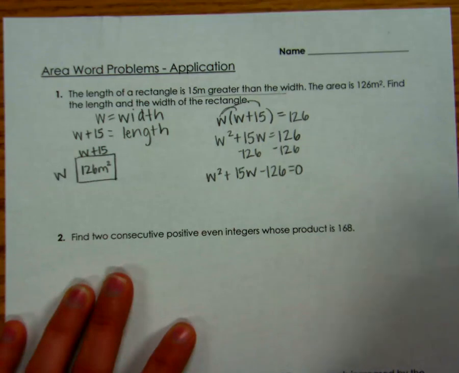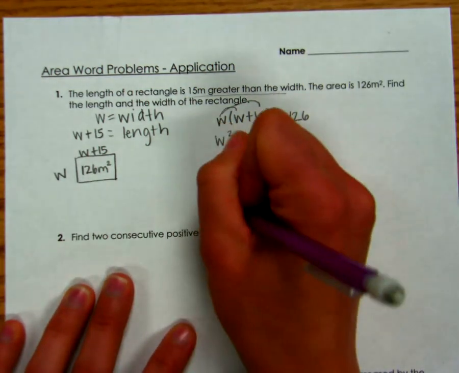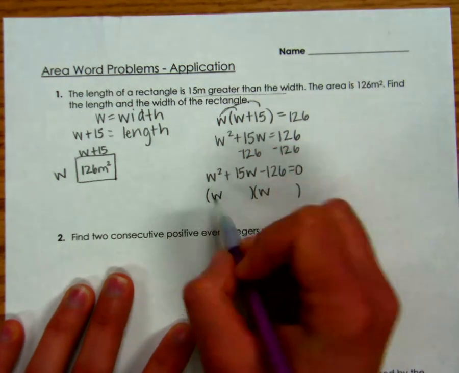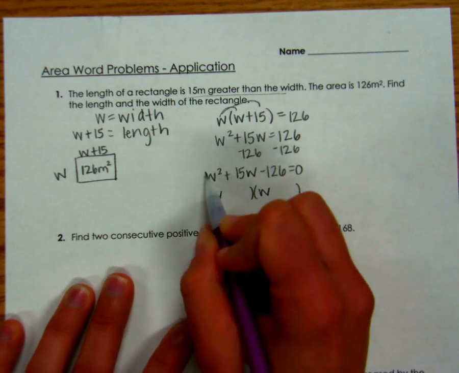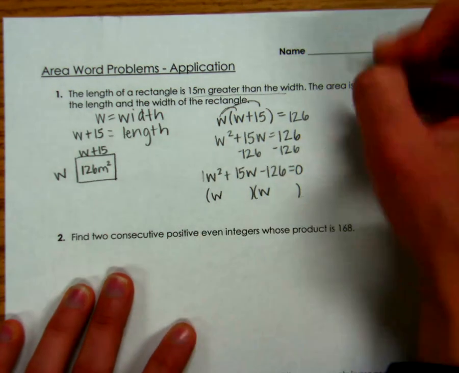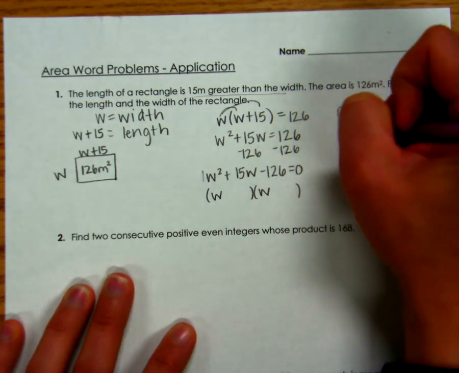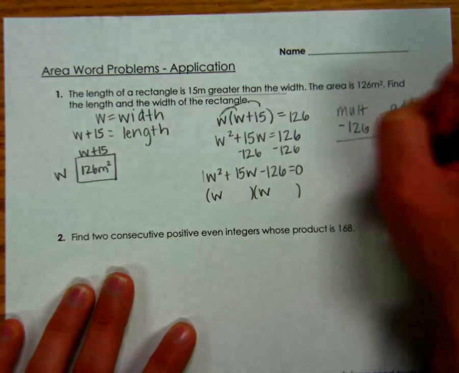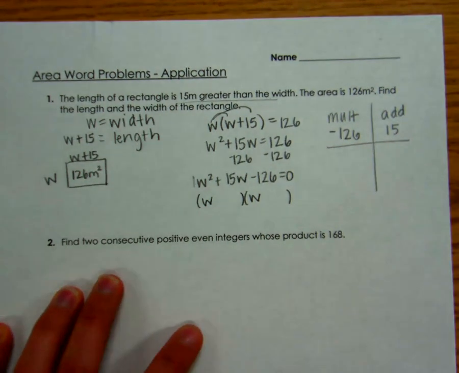So then from there, I've got to factor. You probably shouldn't have to do the box method or grouping method or anything. I know that W times W have to be my two leading factors because I have one W squared. It's not a leading coefficient of anything other than 1. So I need to find something that multiplies to negative 126 but adds to positive 15, and those are not super close, so my factors are not going to be super close.